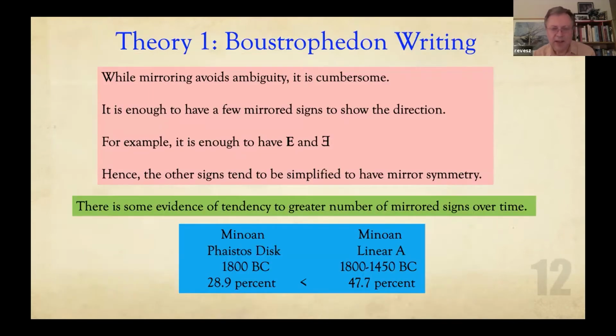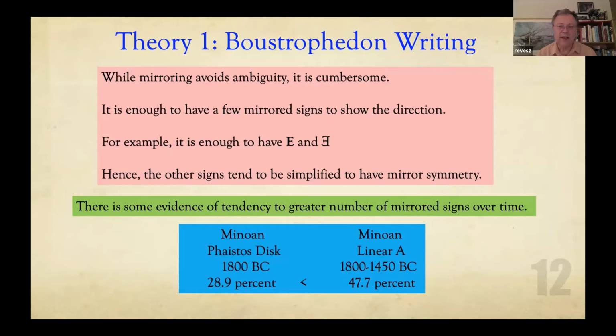So the theory that can be developed here is that Boustrophedon writing has been developed because it is easier to read. The letters are next to each other, but to avoid ambiguity, the characters have to be reversed, and it is cumbersome. Now, everyone can see that it's enough to have a few mirror signs to show the direction of reading. For example, it's enough to have E and its reverse, as shown here. The other signs are not really needed to be all mirrored precisely. Therefore, it's enough if they have a simple shape, which, when you need to write from left to right and right to left, means simplified to having a mirror symmetry.